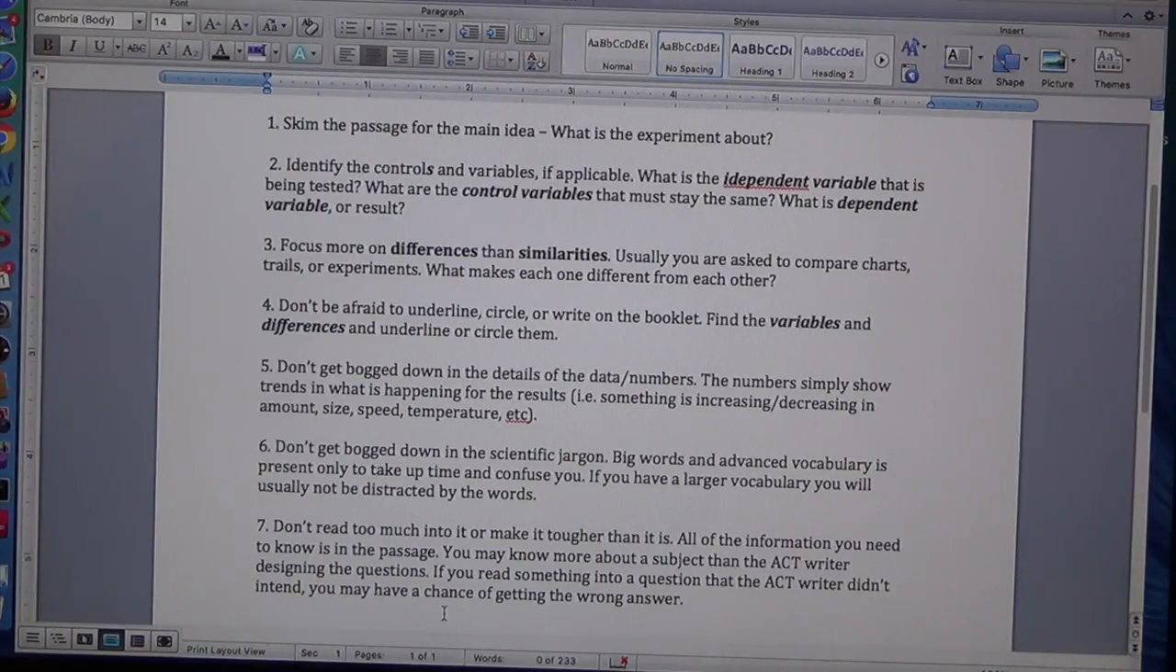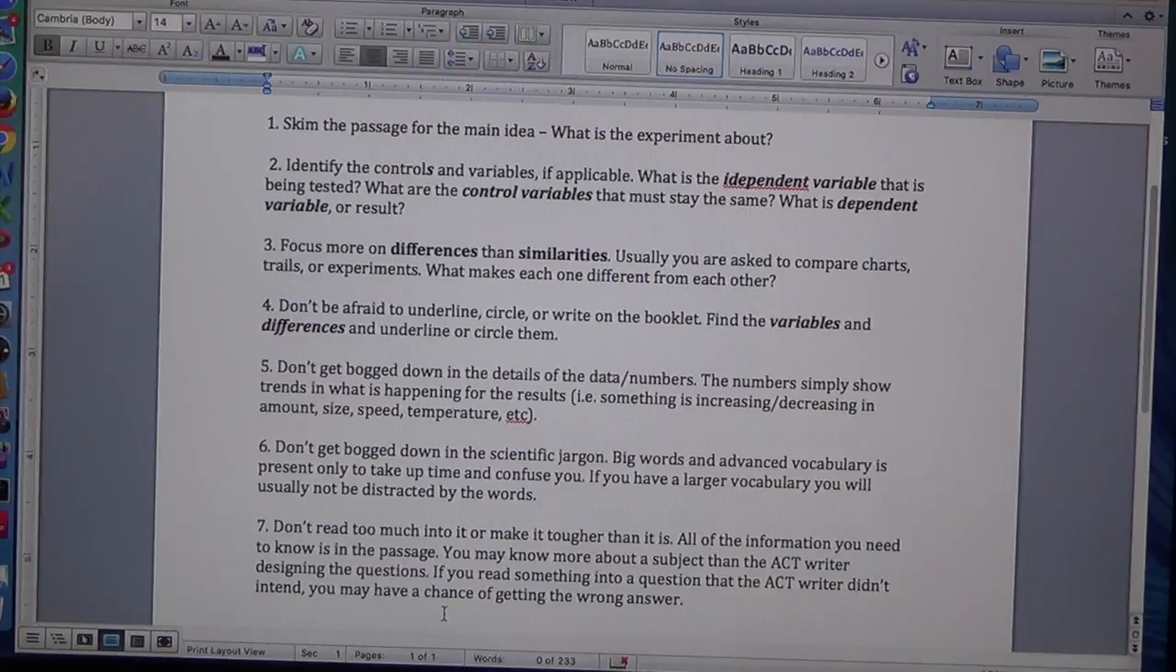Try to identify the controls. Try to identify the variables. Highlight those, circle those. Again, right on your test booklet. It's okay to mark it up. Find out where is the independent variable. They might call it the manipulative variable. What are the dependent variables in there? They might call that the responding variable.